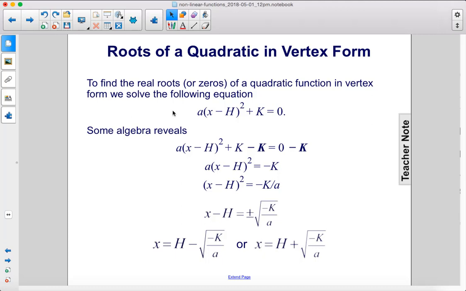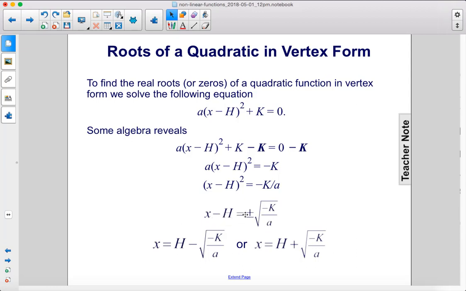To find the real roots, or zeros, of a quadratic function in vertex form, we solve the following equation: a times (x minus h) squared plus k, this is our standard vertex form, equals 0. So then if we move this k over to the other side by subtracting k from both sides, and then we divide this a onto the other side, and then we take the square root of both sides, we get x minus h equals plus or minus the square root of negative k over a.